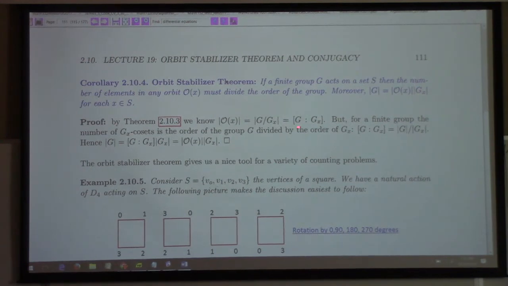Anyway, for a finite group, right, the number of cosets is what? That's the index, but it's also the order of the group divided by the order of the subgroup, right? So since this is what the last theorem said, that was the size of the orbit, then if you just look at this equation, that gives you the stabilizer times the size of the orbit is the order of the group.